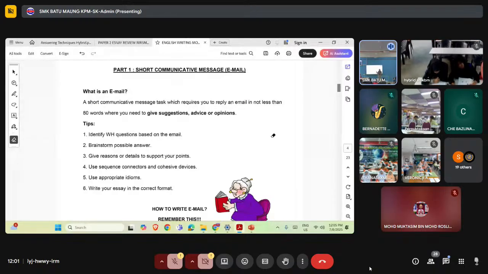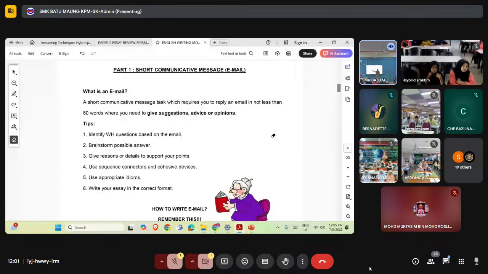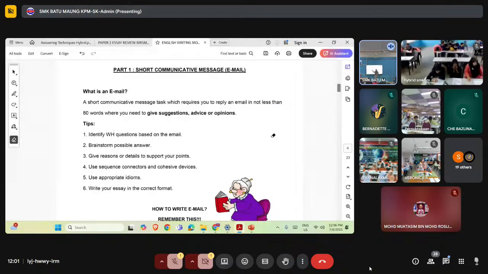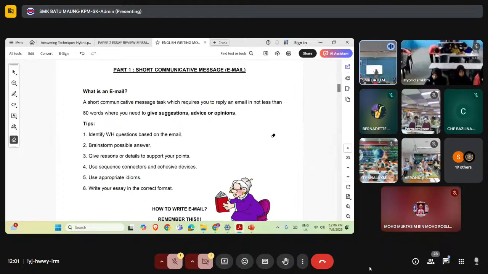That's why the format is informal, because you are giving advice to your friends. That's why it is informal, because of the words used. Okay, identify. So what are the tips that you need to think about before you write the email? First, content. We are talking about content. C. Where do you get the content? By looking at the W-H questions. That is the clue of where you get the questions.